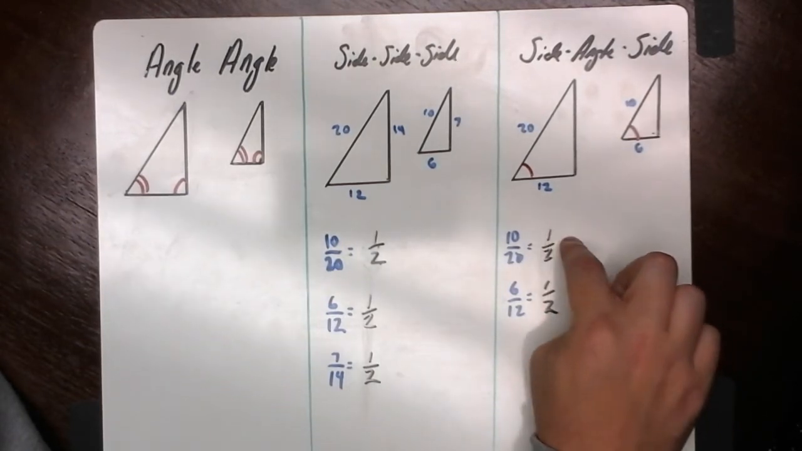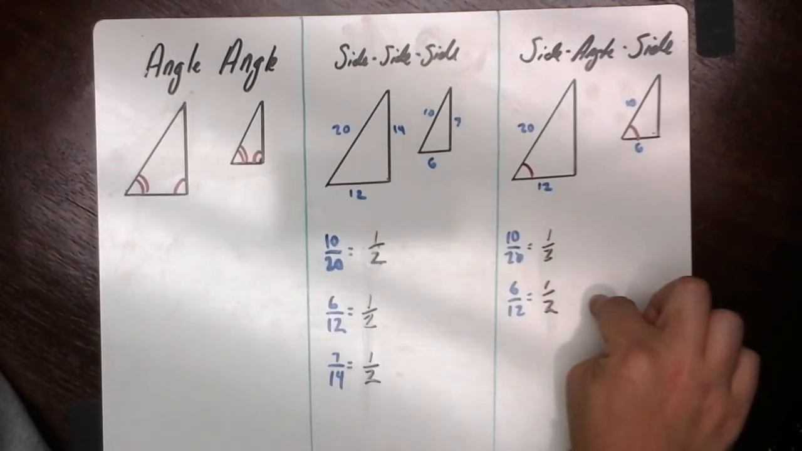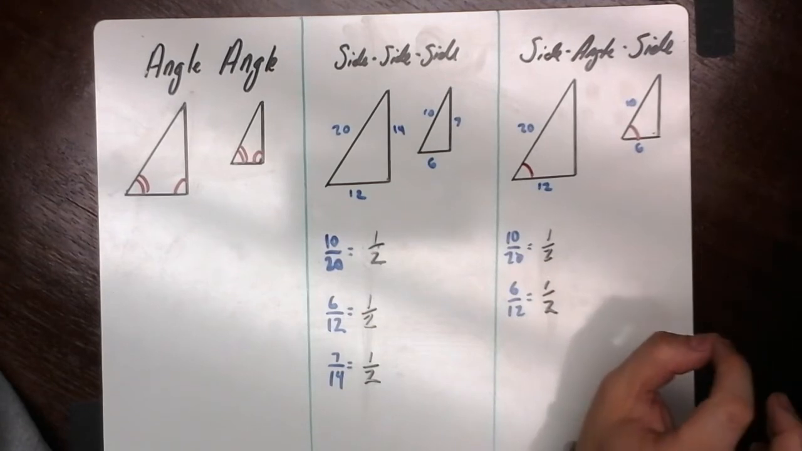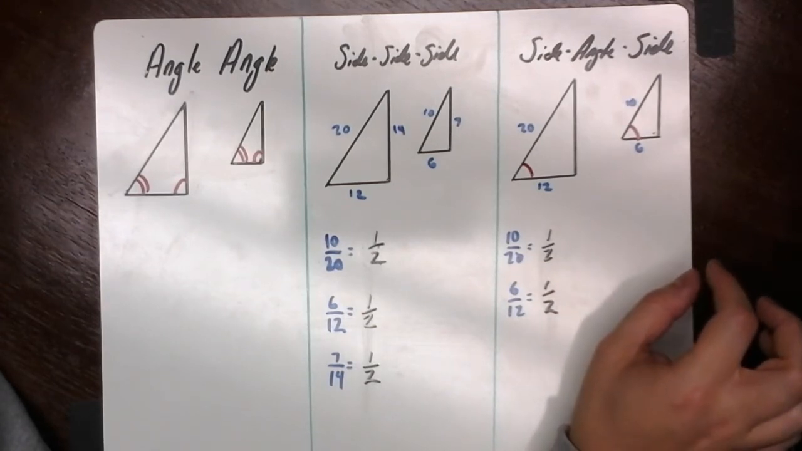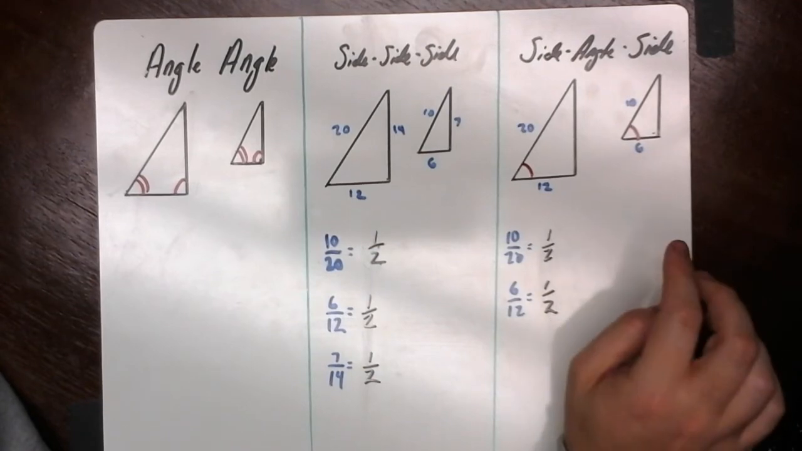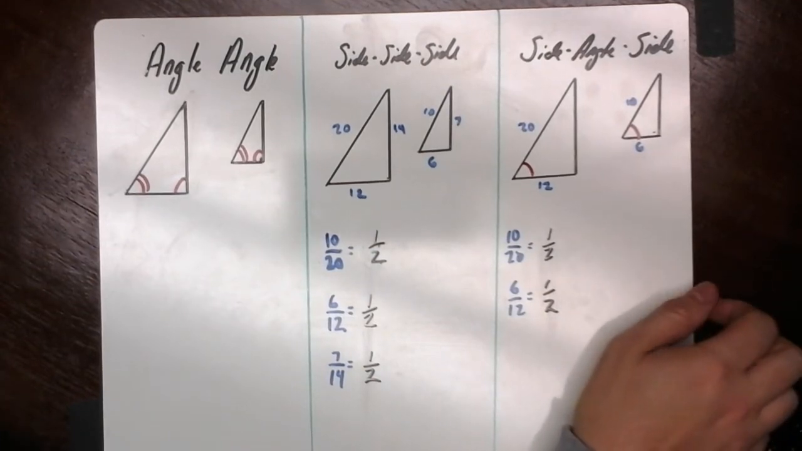If this is 0.5 and this is 0.501, then they're not similar. They have to be exactly the same decimal. So you have to be careful with that. That is kind of the reason why I would push reducing fractions.